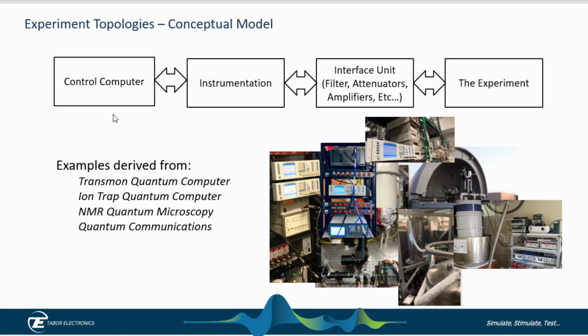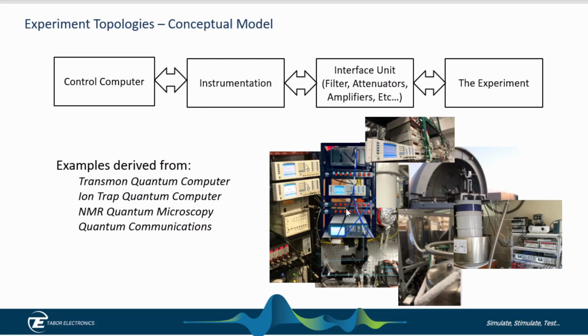So first of all, we have the control computer. Some people call it the classical computer. It's usually a high-performance PC, desktop-based, that maybe has a GPU in it, a lot of memory, and a reasonably sized hard disk drive or a RAID array. Then we have the instrumentation rack, and there's some examples of instrumentation racks here. Then we have what I will call the interface unit.